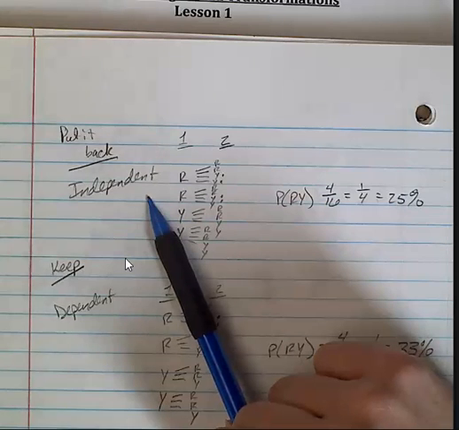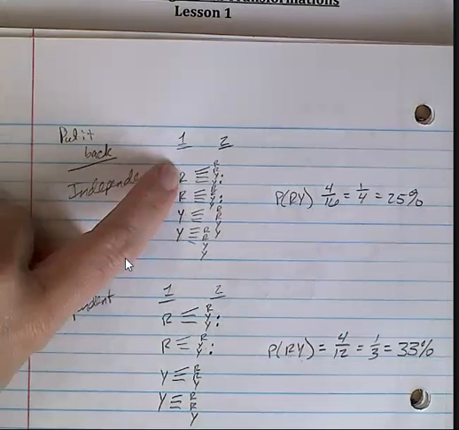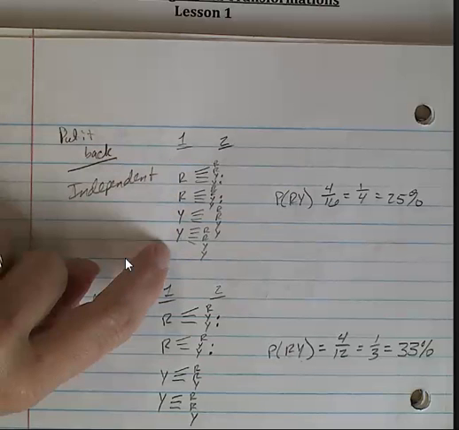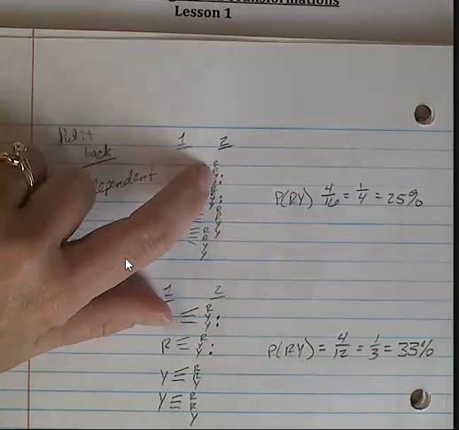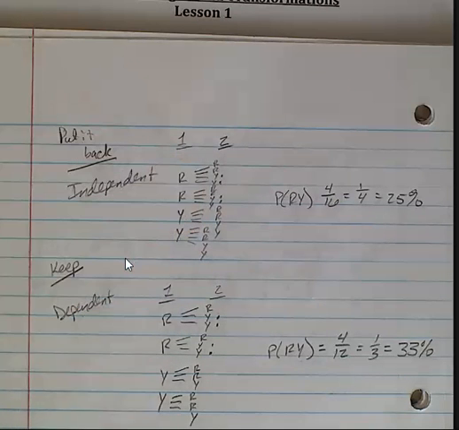Okay, so it's different though, right? For independent, it's exactly the same. My first choice is red, red, yellow, yellow. My second choice is red, red, yellow, yellow, and it's identical. So the second draw does not depend on what happened the first time.